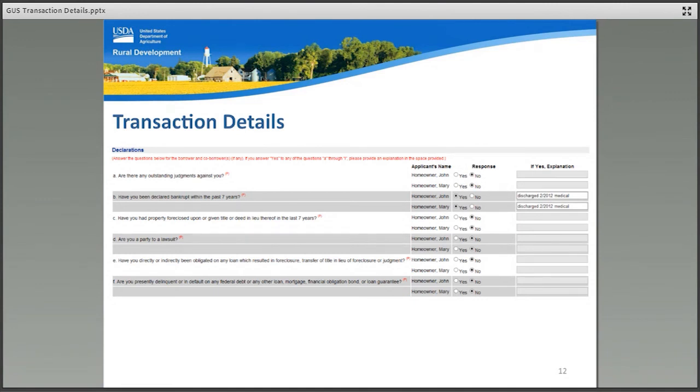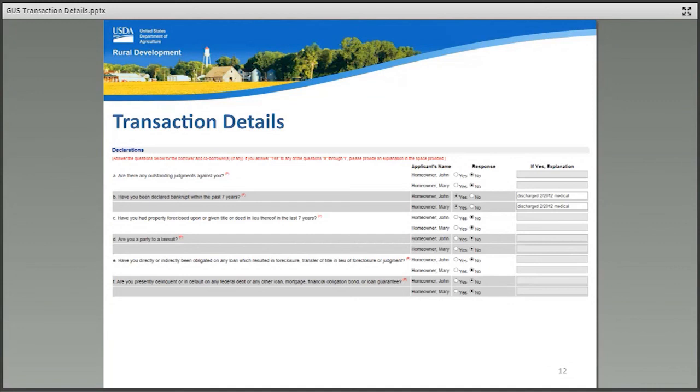This slide displays A through F. In this example, declaration B was responded to as yes. When the response is yes for one or more of the applicants, the If Yes explanation data field will be activated and must be completed.